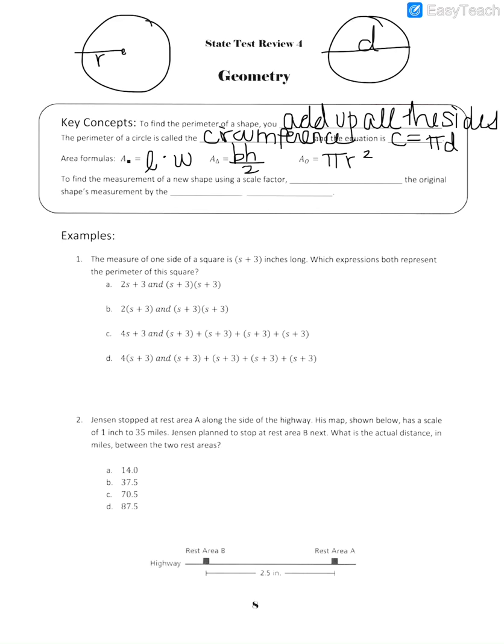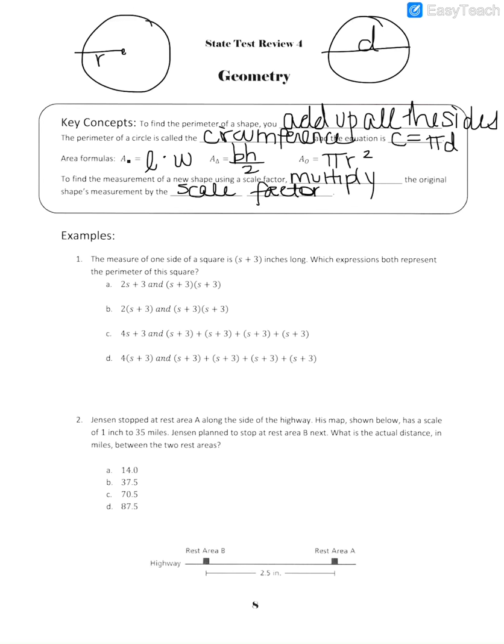To find the measurement of a new shape using a scale factor, multiply the original shape's measurement by the scale factor. All right, let's look at the examples.